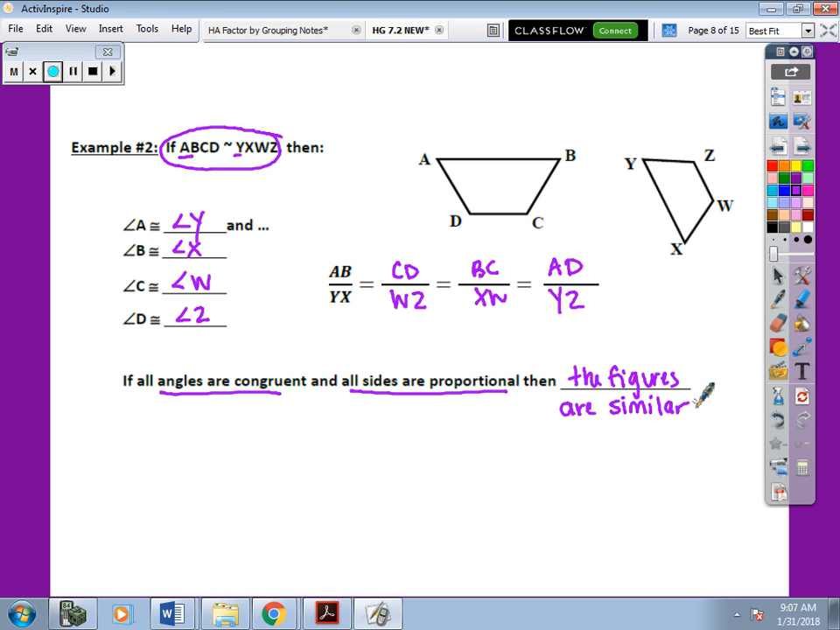And you could also use the symbol for similar if you'd like. It's just your symbol.